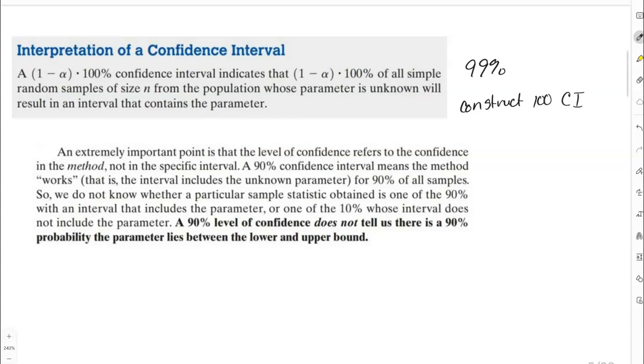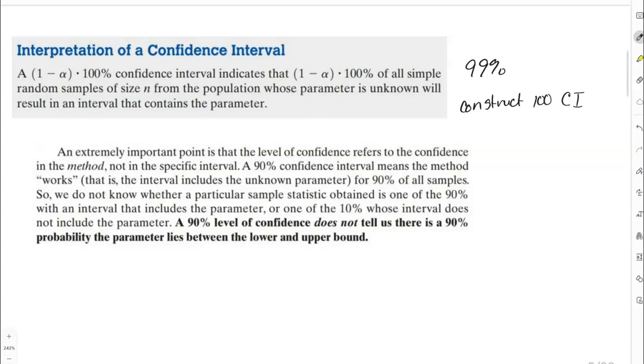Okay, so let's talk about what that sentence would mean and what it would not mean. An extremely important point is that the level of confidence refers to the confidence in the method and not in the specific interval. And now we're talking about 90%. A 90% confidence interval means that the method works. That is, the interval includes the unknown parameter for 90% of all samples. So if we were looking at a 90% confidence interval and we were to construct 100 samples, we would expect 90 of them to have that true population proportion.